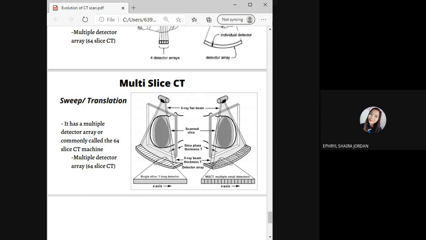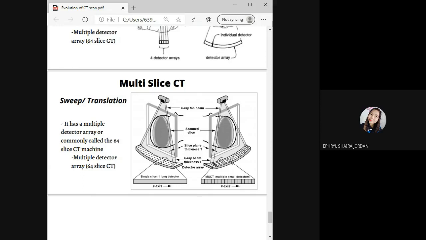So, kaya siya maganda ang quality kasi marami siyang ma-acquire na data, 'di ba? It could provide daw double or triple the volume, 'di ba? If you compare it with a single row of detectors, now this CT could produce double or triple of the volume. Kaya mas maganda talaga ang image quality. So, multi-scanning therefore reduces motion artifacts, 'di ba? Kasi nga marami ka nang ma-acquire in just a single sweep, 'di ba? So, in short, less na ang chance na meron pang motion artifact. And consequently, this improves image quality.